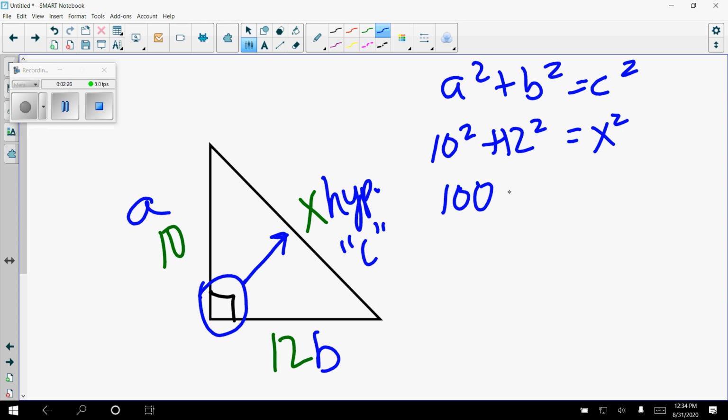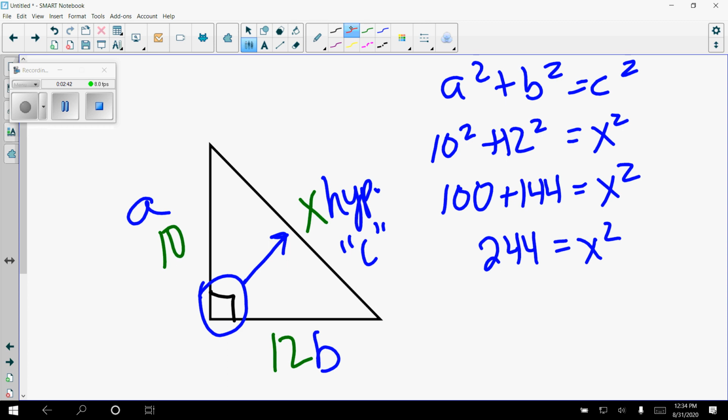So 10 squared is 100. 12 squared is 144. Now equals x squared. Okay? So now we have an equation here. I add these two, I get 244 equals x squared. Now remember, in any solving equation, we're trying to undo operations. So the opposite of squaring something is square rooting it. As soon as I square root this side, the square root and the square cancel out. So I just have x left.